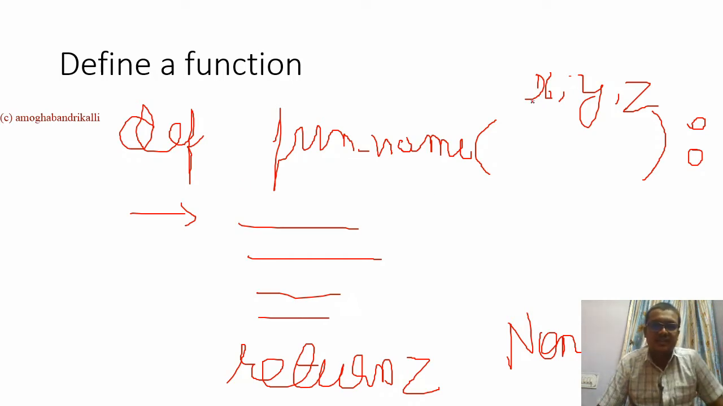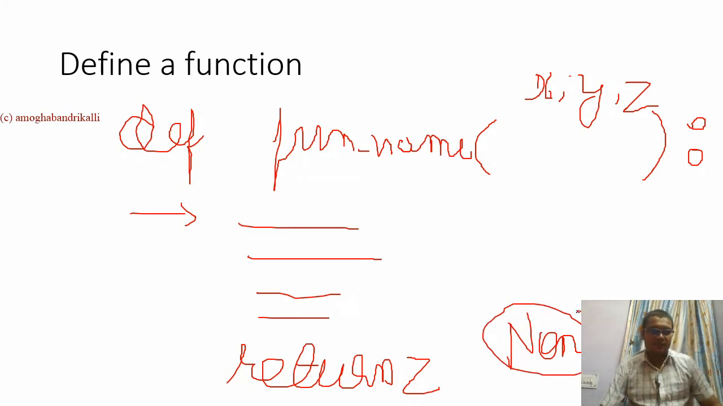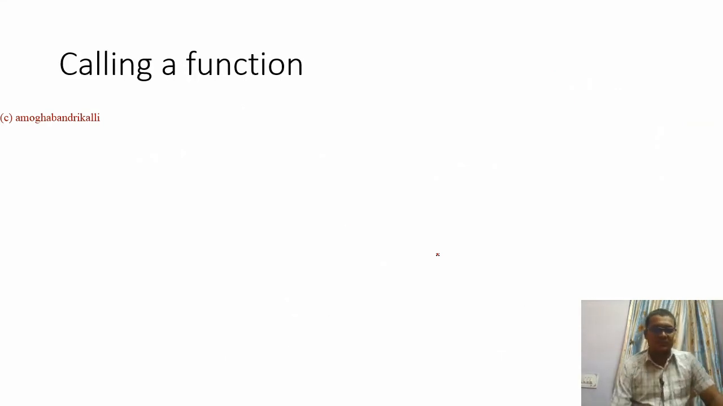So define, function name, input parameters, colon, and you write a block of statements here, and then you write return. If you are not writing anything, nothing will be returned. If you are providing an expression, that is going to be returned. The very first line in a function is optional. You can just write the usage of this function, or what this function actually does. It is optional.